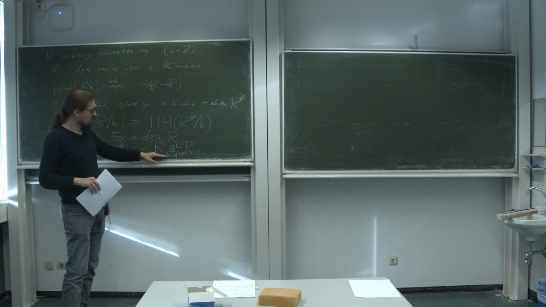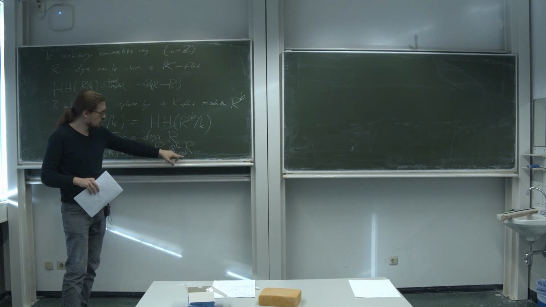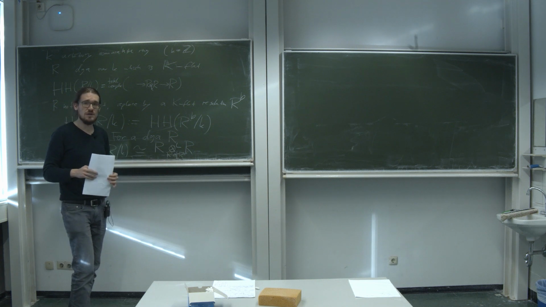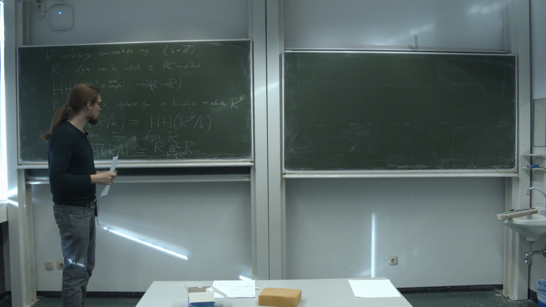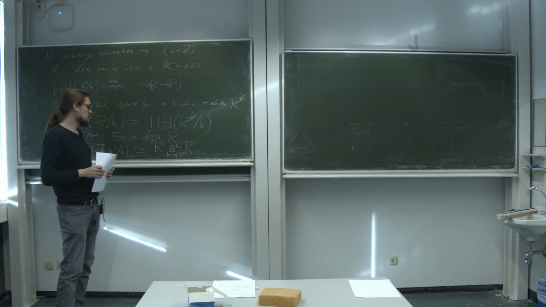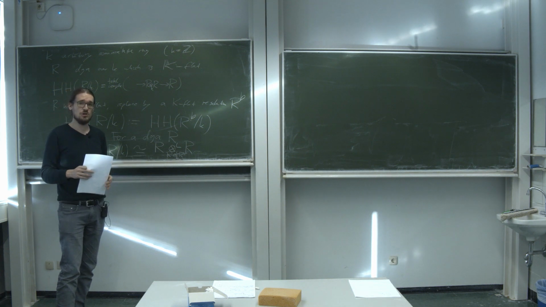Hochschild homology would refer to the same object with the lower tensor product underived. But we will work completely derived in this lecture, and so we will not make this distinction and also call this Hochschild homology, even though in the literature this is often referred to as Shukla homology.